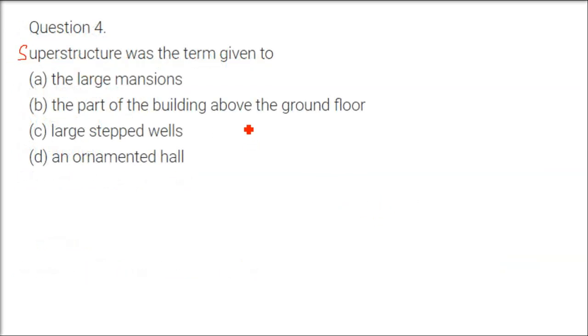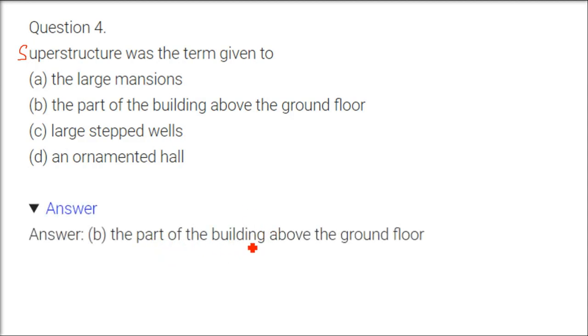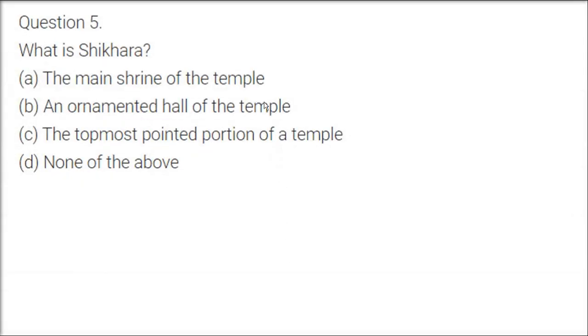Superstructure was the term given to... Now a structure, what does it mean when we say super? At that time, it meant the part of the building above the ground floor. Previously there were no multi stories like that. It would be 1 or 2 story, 3 story, maybe not more than that. So a ground floor, and then whatever is above, and the ground floor has to be very large. This kind of formation is superstructure.